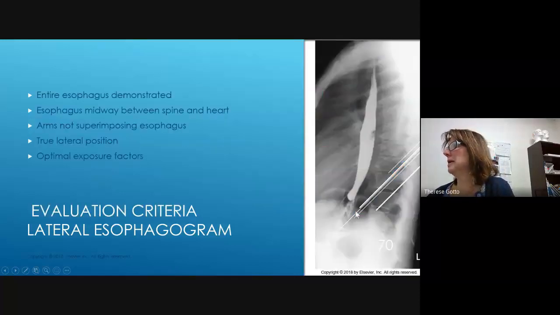Okay, and this is your lateral here. So your esophagus should be lying anterior to your spine with no rotation. So a true lateral. Make sure your arms are up out of the way.